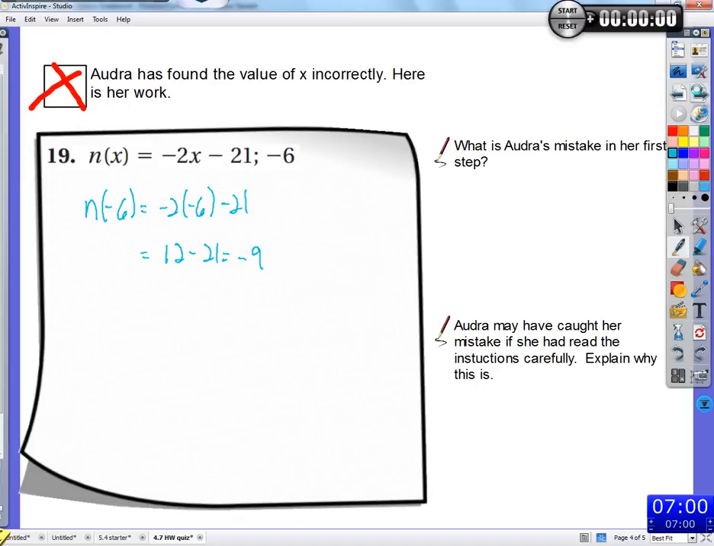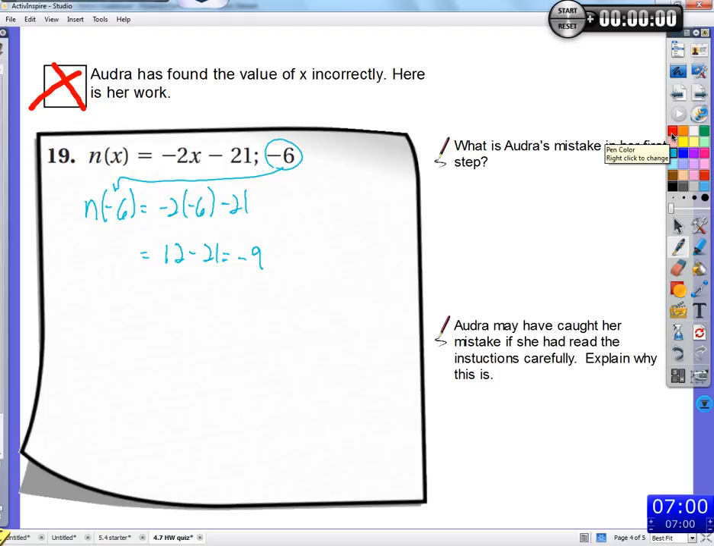Okay. So, Audra was supposed to find the value of x. She found it incorrectly. So what was her mistake in her first step? You can see her first step was, she sees this negative 6, she puts it right there. Think about that. 6 is what the answer is? Yes, what the answer or, more mathy, the output.